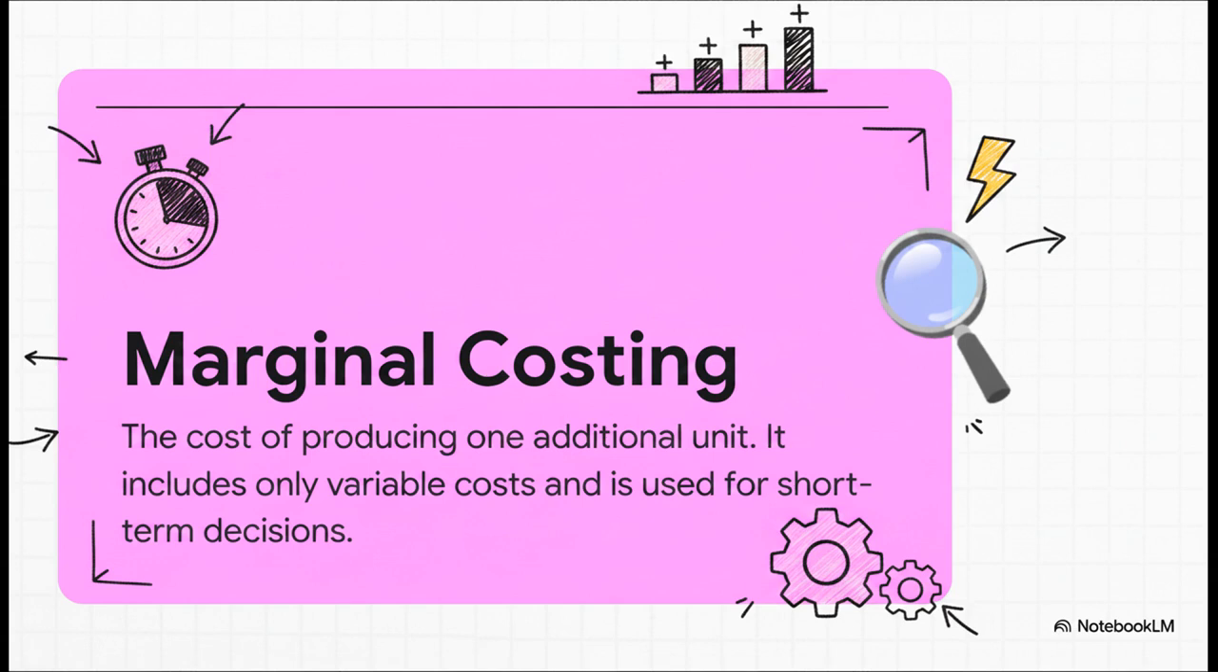By focusing only on the variable costs, it helps you make those fast, on-the-spot decisions. Like, should you take on that huge last-minute order, even at a discount? Marginal costing gives you the data to say yes or no with confidence.